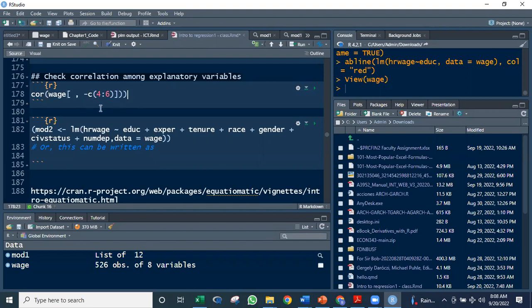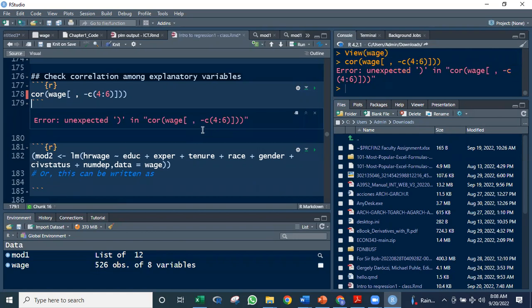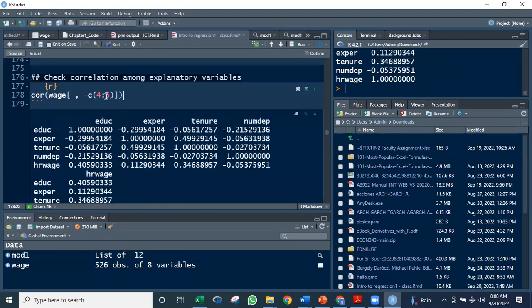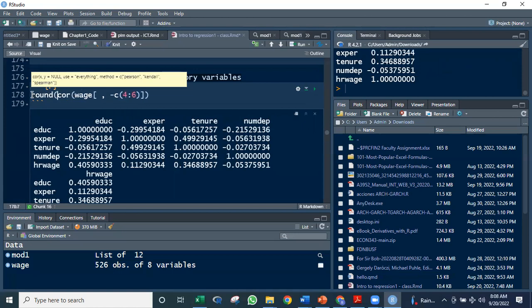Okay, all right. So we will now ask R to compute the correlation among the numerical variables. Oops, what's my mistake? Open parenthesis, negative c 4 to 6, close this. Oops, there should only be one, no? Okay, all right, so run. Okay, so let me round this to 3 decimal places.